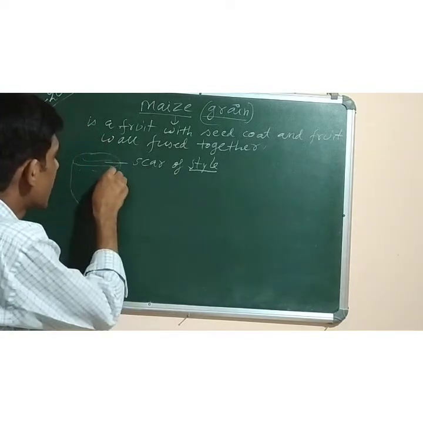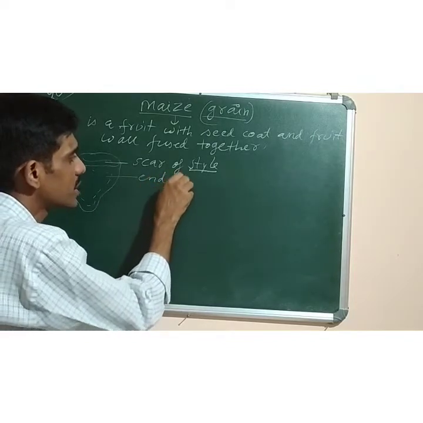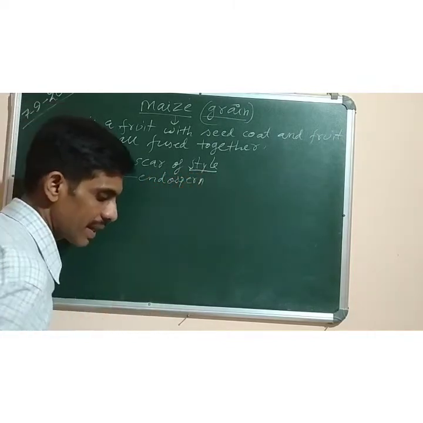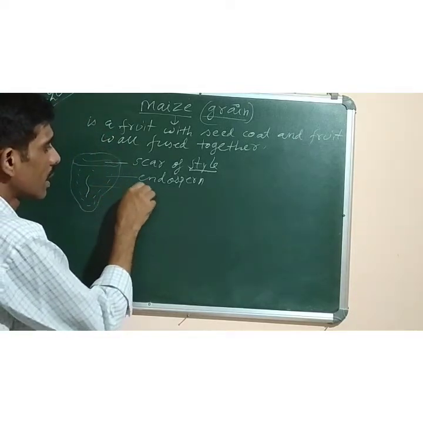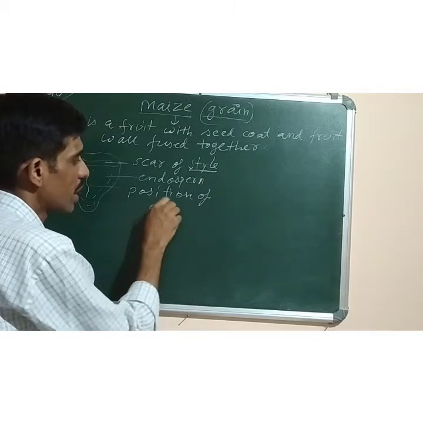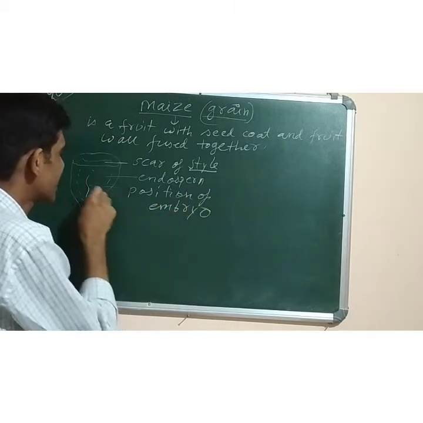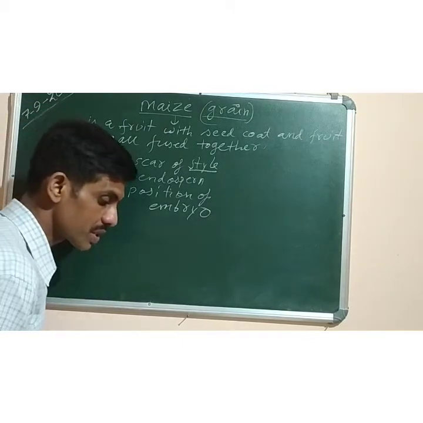Then you can see that the endosperm is marked here. Endosperm is the stored form of food which is present in the seed. Then the next one we have is the position of the embryo, which is shown. Embryo is the baby plant that is present inside the seed that germinates to give rise to the root system and the shoot system.